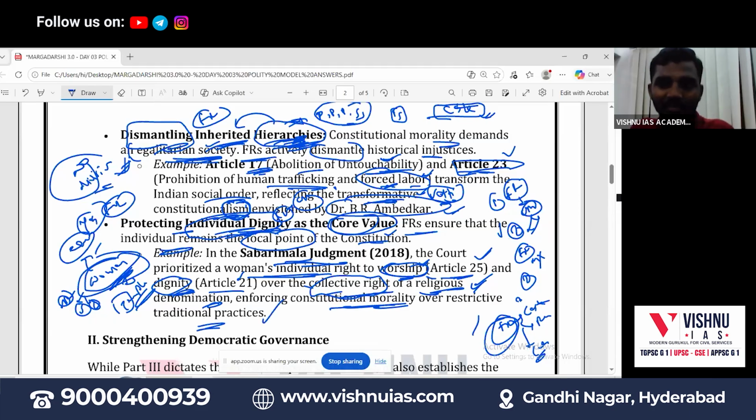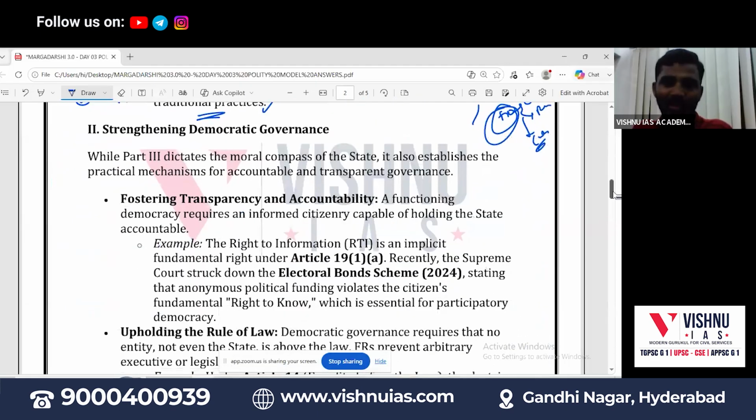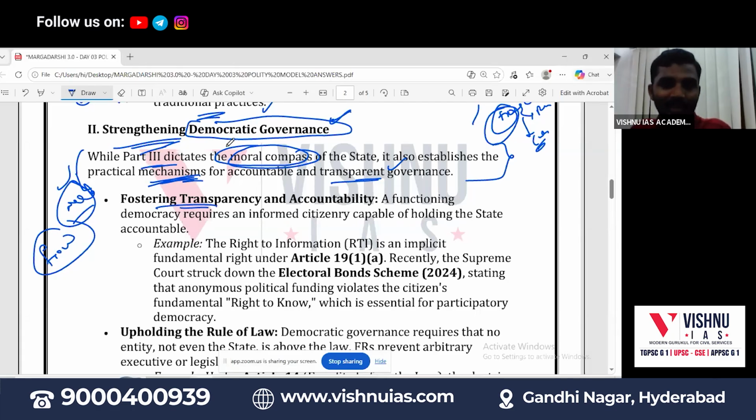I have given three important dimensions of how fundamental rights help in promoting constitutional morality. Now, what is the second half of the answer? How fundamental rights strengthen democratic governance. While Part 3 dictates the moral compass of the state, it also establishes practical mechanisms for accountability. You need not write these points; we don't expect you to. We have written these statements only for the flow of the answer. Directly enter into the side headings: to achieve democratic governance, how are fundamental rights used?